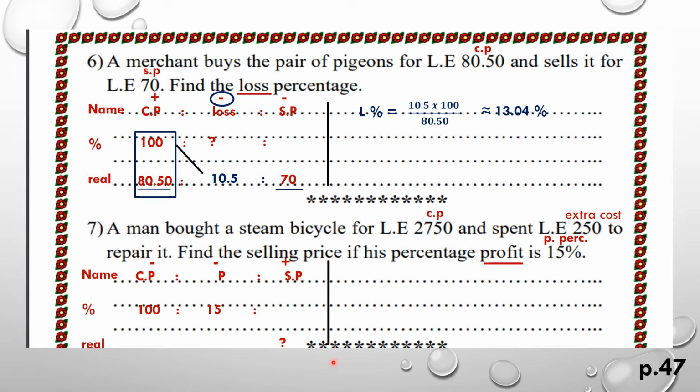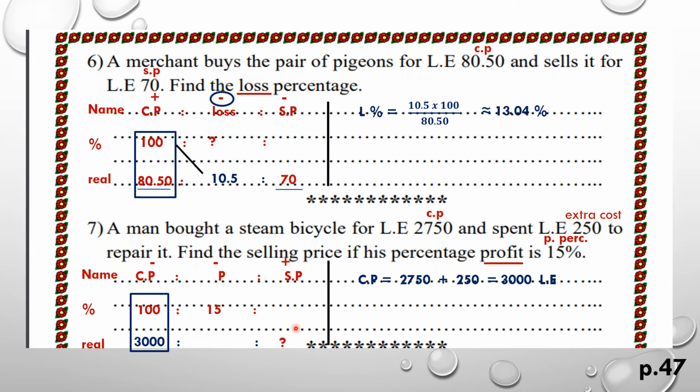Now, let's calculate the cost price. Cost price equals 2,750 plus 250 equals 3,000 LE. This 3,000 should be put under the cost price. Now, here we have a completed column, but we don't have a completed cross to find the selling price. So what should we do? How can I find this?